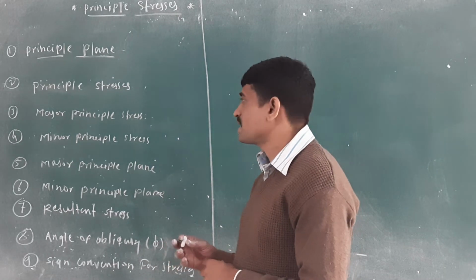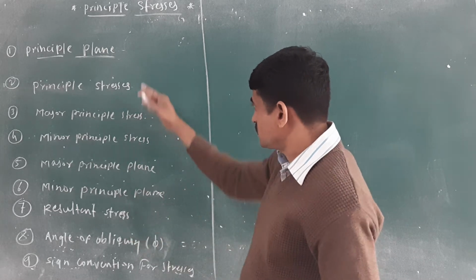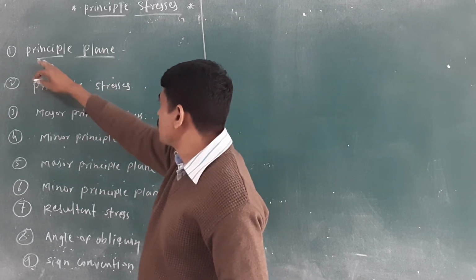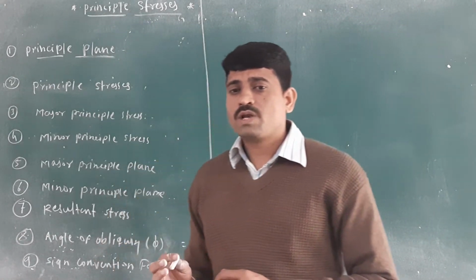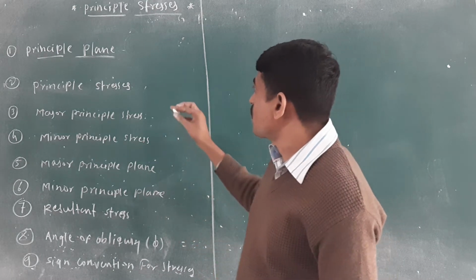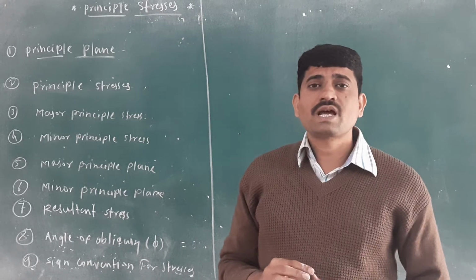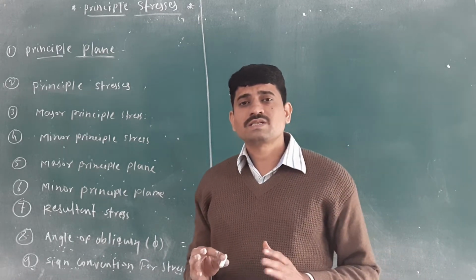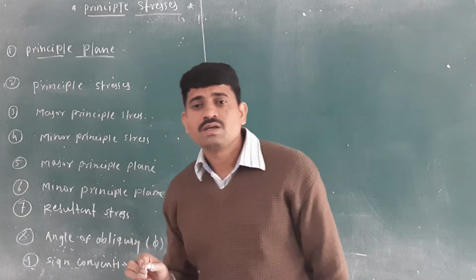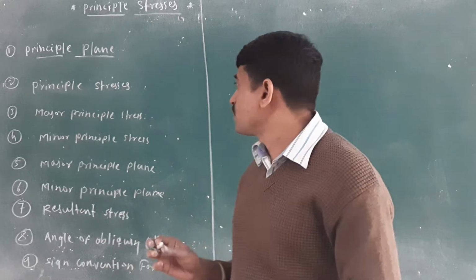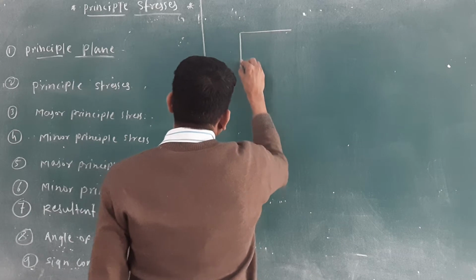Before going on to that analytical part, we know these 9 stages. First is, what is meant by principal plane? This is very important. The plane on which the normal stress is acting and there is no shear stress acting, this type of plane is called a principal plane. The plane on which only the normal stresses act.